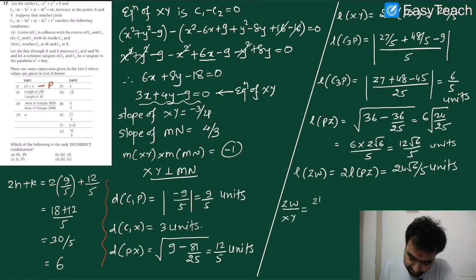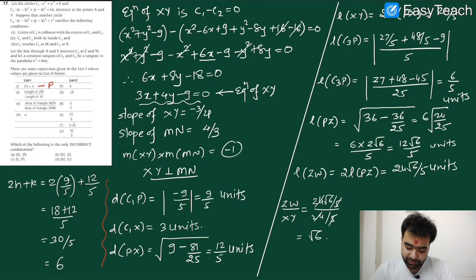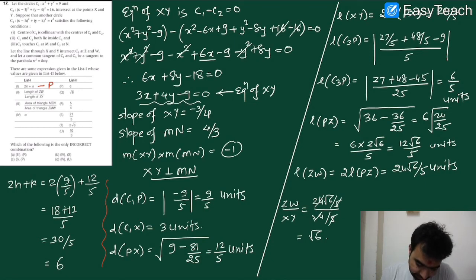So that is 24 root 6 by 5 upon the length of XY, which is 24 by 5. So this 24 and 5 will get cancelled. So the answer is root 6. That will be the ratio of ZW upon XY. So the ratio of ZW upon XY is root 6. Okay, so the correct option for the second is Q.